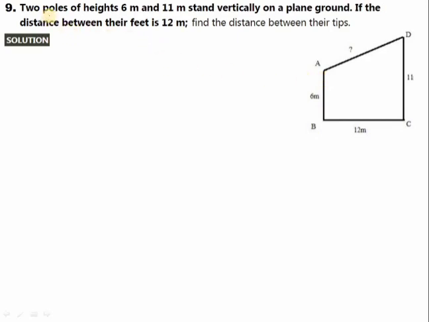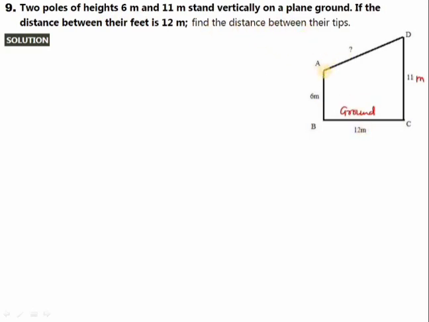There are two poles of length 6 meter and 11 meter standing vertically on a plain ground. See here, BC represents the ground, and there are two poles on the ground, AB and CD. One pole AB is given to be 6 meter and another pole CD is given to be 11 meter, right? If the distance between their feet, that means the distance between the poles, is 12 meter, you need to find the distance between their tips.